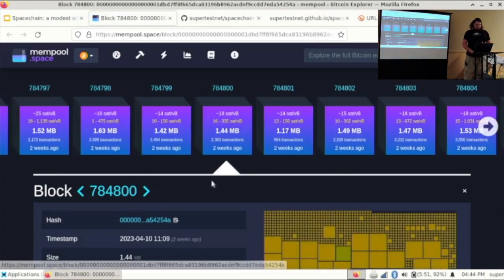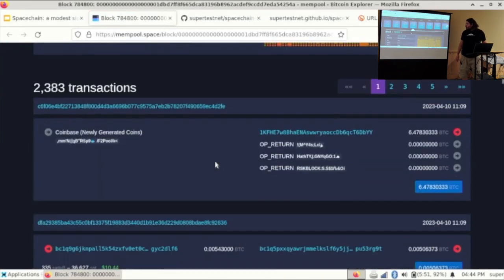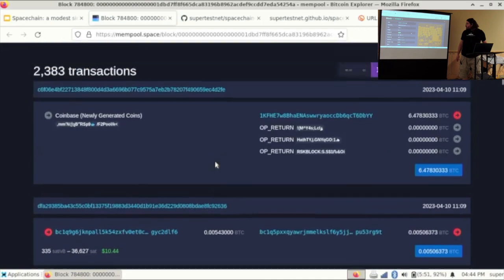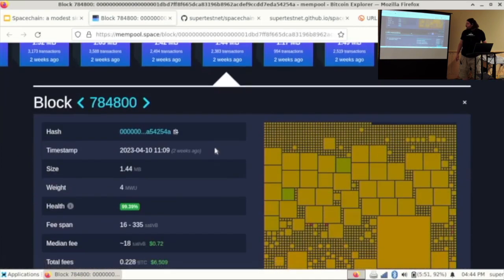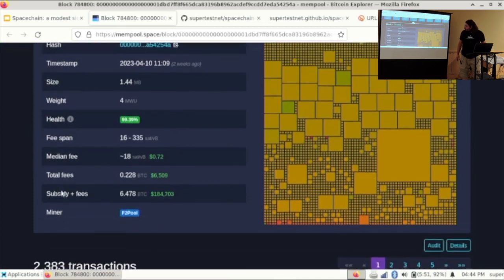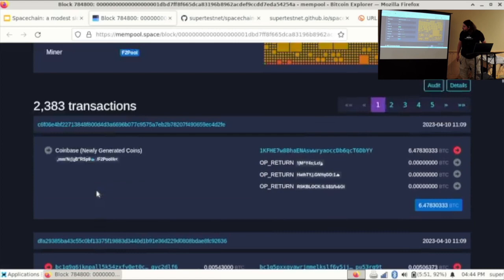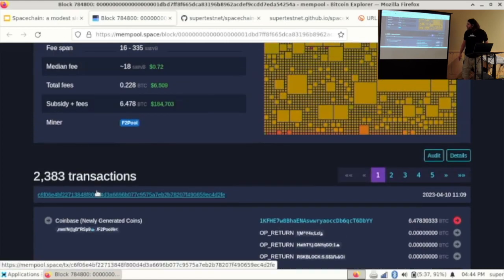This is block number 784,800, mined 2 weeks ago. And look at all those transactions that ran that block. It normally has something called a Merkle root, which is, does mempool space show you the Merkle root? No, they don't. So all of the transactions that are in this block, see there's like five pages of them, or maybe even more, it's like 2,000 transactions in this block.